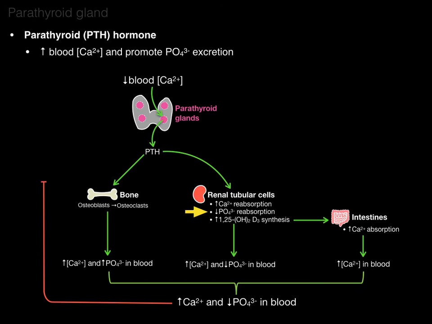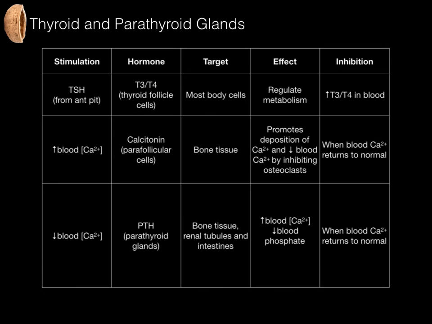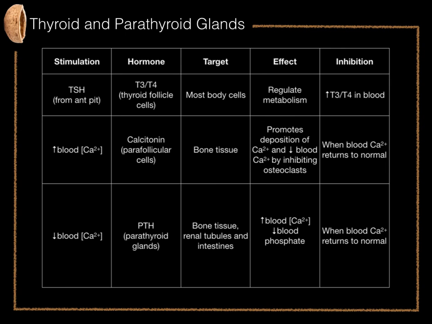And then what happens is, as you increase blood calcium to a set point, it has a negative feedback on parathyroid glands. So this, my friends, is the thyroid and parathyroid gland in a nutshell.